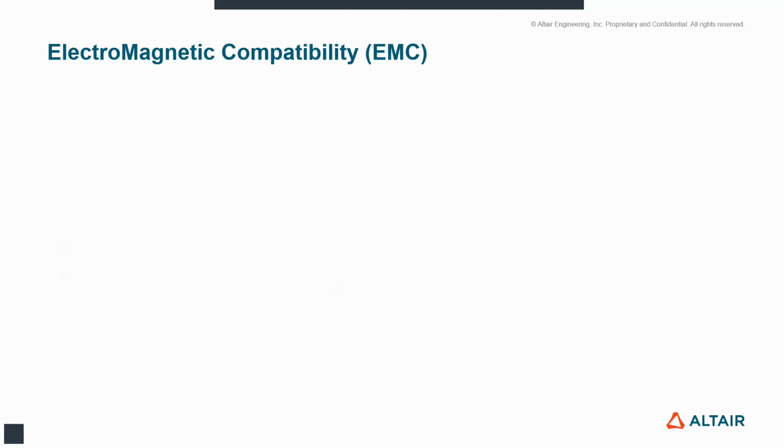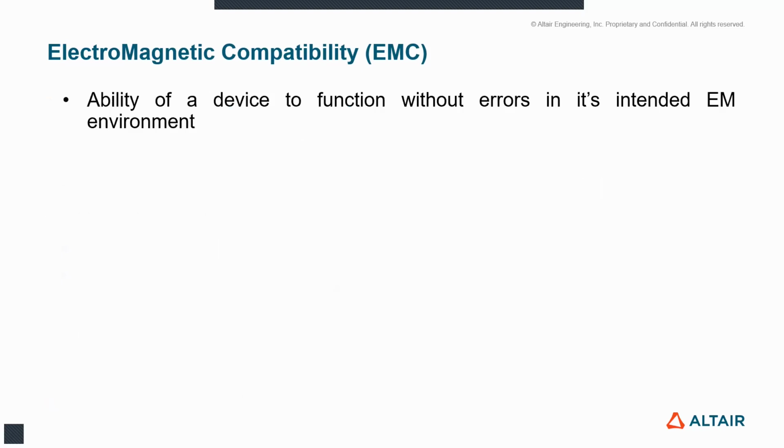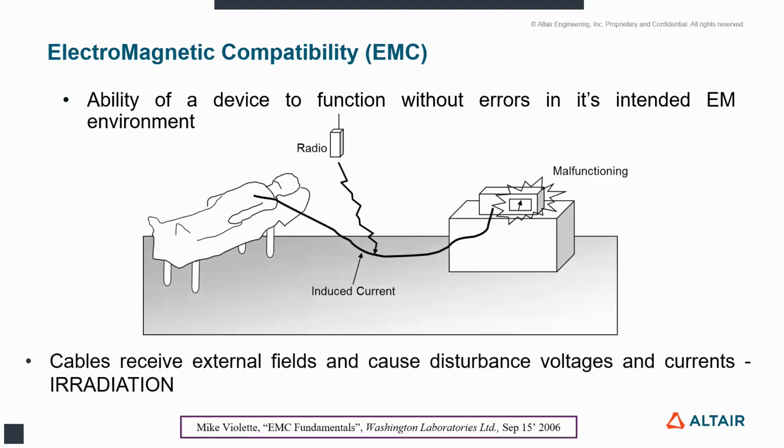So coming to the concept of electromagnetic compatibility, it is nothing but the ability of a device to function without any errors in its intended electromagnetic environment. For example, if a device involves cables, and if those cables are not well shielded, or if those cables are used at a higher frequency than their intended operating frequency, then they can receive external fields and introduce voltage or current disturbances in the device that they are connected to. So this is an irradiation scenario where the cable is not radiating but receiving external energy.